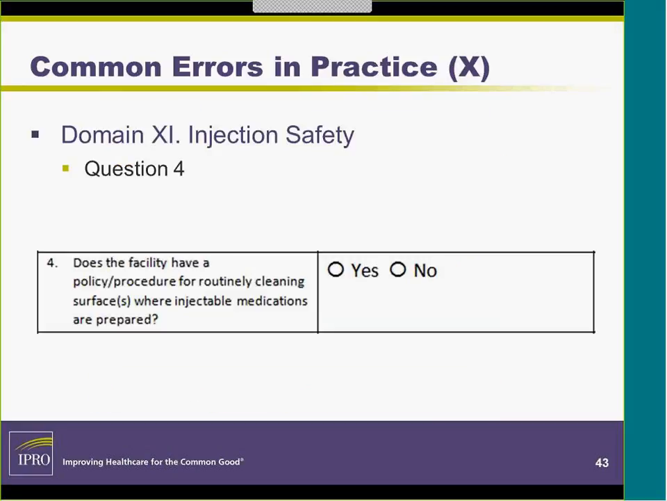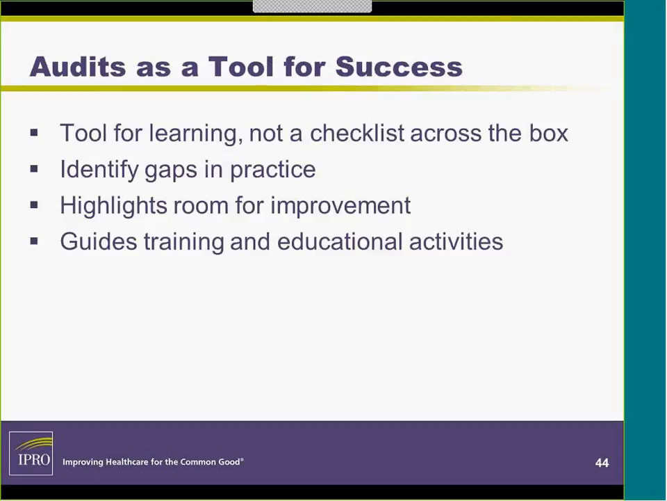So domain 11, injection safety. Question 4, does the facility have a policy and procedure for routinely cleaning surfaces where injectable medications are prepared? Not all facilities have a P&P, and the ones that do have a P&P are not following it. This has been an issue at most facilities, so just consider, if you don't have the P&P, that you really should be cleaning that site at regular intervals, and obviously PRN if it is ever visibly dirty or there's a spill of any sort, and just keep supplies nearby for easy access.